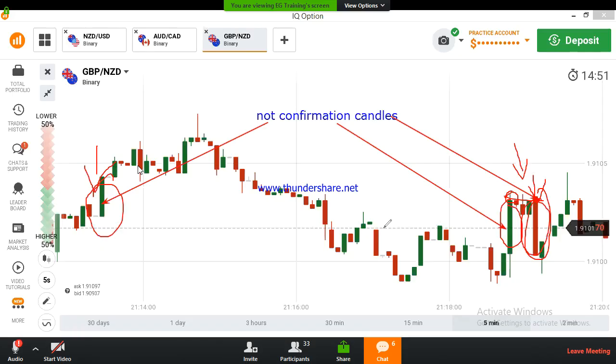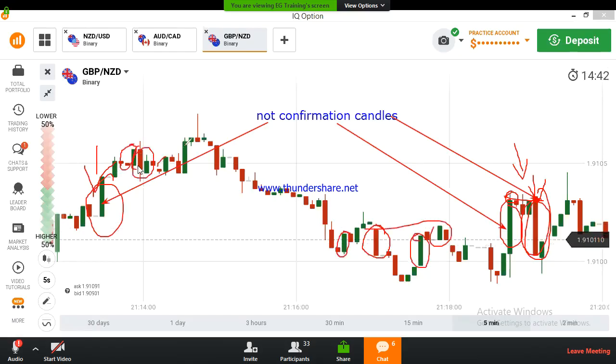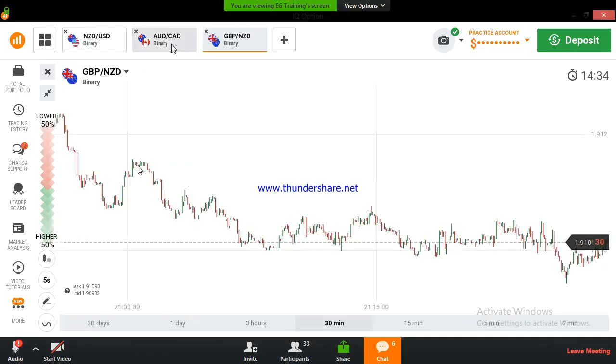We can take medium candles, always medium candles as confirmation candles. These are the confirmation candles we can trust. We can't trust very strong and long candles as confirmation candles. And I will show you here.